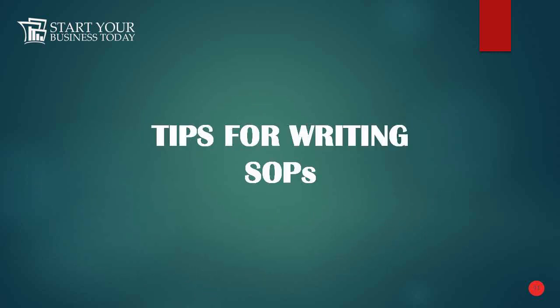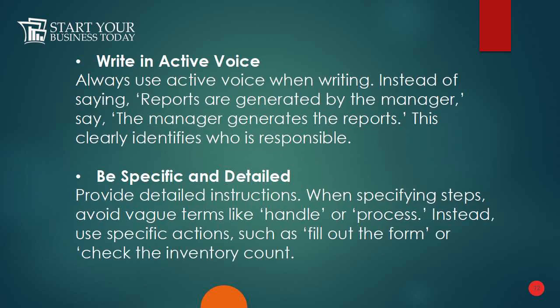Tips for writing SOPs. Writing SOPs can be tricky. Here are some tips to make the process smoother and more effective. Write in active voice. Always use active voice when writing. Instead of saying, reports are generated by the manager, say, the manager generates the reports. This clearly identifies who is responsible.